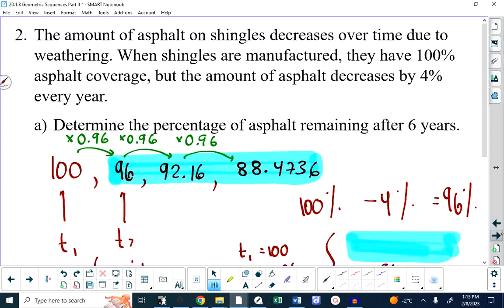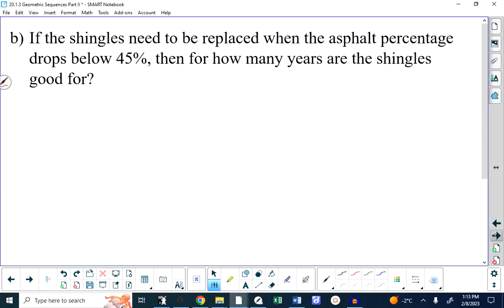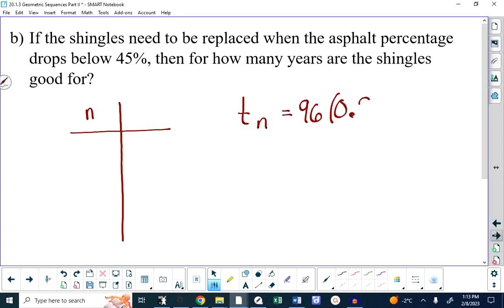One more question related to question 2. The shingles need to be replaced when the asphalt drops below 45%. How many years are the shingles good for? So what this question is basically asking is this. I have Tn equals 96 times 0.96 to the n minus 1. That's my preference. That way n in the formula matches the year number. What the question is asking is this. It's a little more complicated than what I'm writing here, but that's what it's asking.